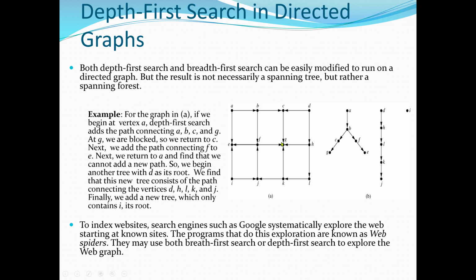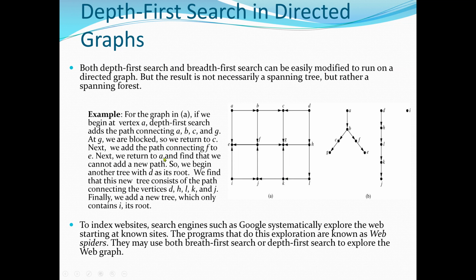Then at G, since we are blocked, we return back to C. Next, we are going to have the path connecting F to E, because when we come back to C, we go back to B, then we have F here. Next, we return to A and find that we cannot add a new path. So we begin another tree with D as its root. Then we find that this new tree consists of a path connecting the vertices D, H, I, K, L. Again, we have to pay attention to the directions.